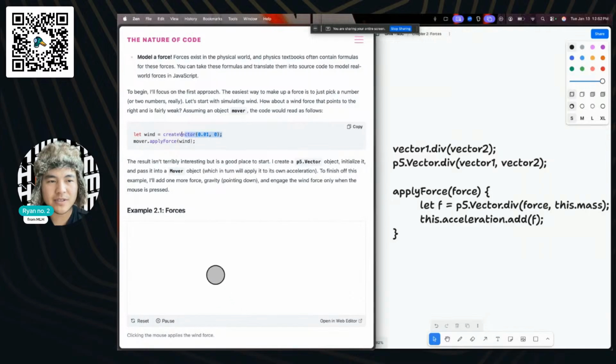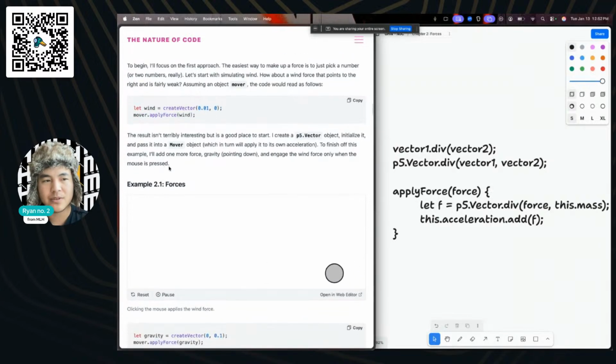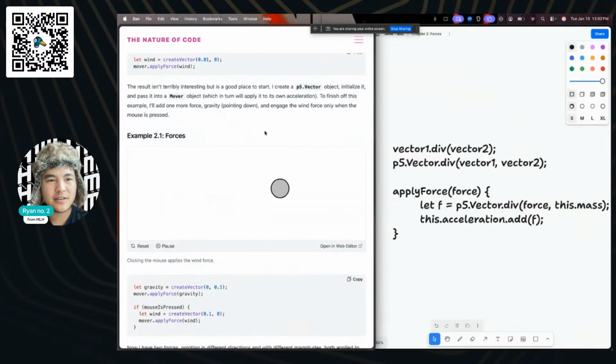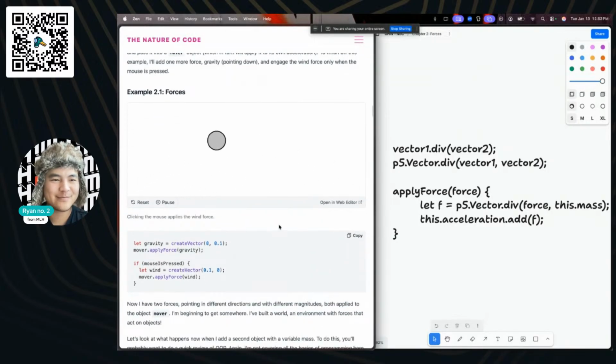Wind creates a vector with a right direction of 0.01 and no y direction. We just apply the force. This isn't terribly interesting, but it's a good start. We've created a vector object and passed it to the mover object, which in turn will apply its own acceleration. To finish off this example, we'll add in gravity and apply the wind force only when the mouse is pressed.